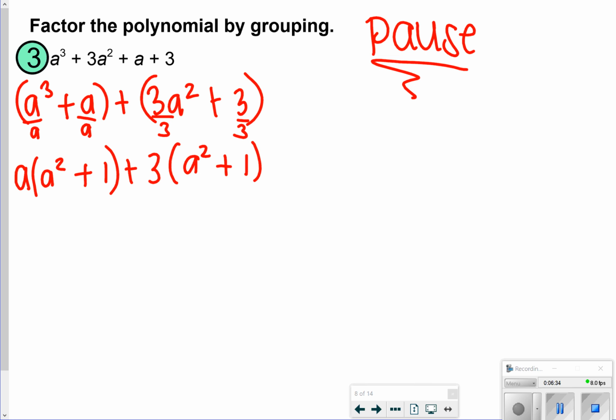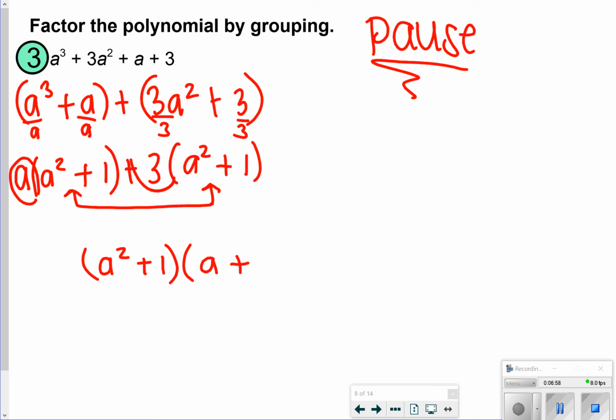Noticing when you factor out correctly, you will have this matching binomial. If you don't factor out correctly or you don't use the greatest common factor, you will not have a matching binomial, so there's something else that you did wrong. Now that I have a squared plus 1, that's going to be my first binomial of my answer. And then my second binomial will be a plus 3, because I'm just using, again, my two factors.